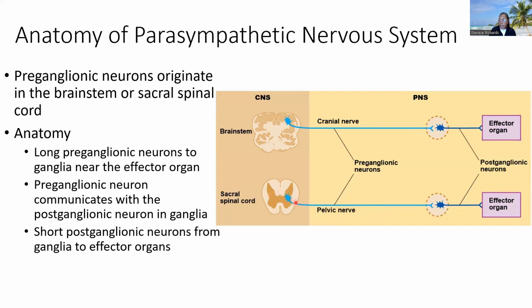There's going to be a preganglionic neuron traveling a long distance from the spinal cord, the sacral spinal cord, all the way out to a peripheral ganglia that is close to the effector organ. And then we have a postganglionic neuron, which is much shorter in length because the distance between the peripheral ganglia and the effector organ is much shorter, and then that will innervate the effector organs in question. All right.